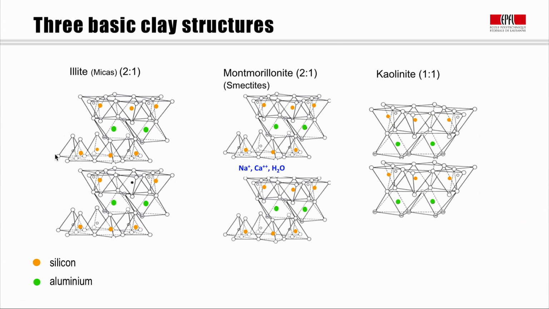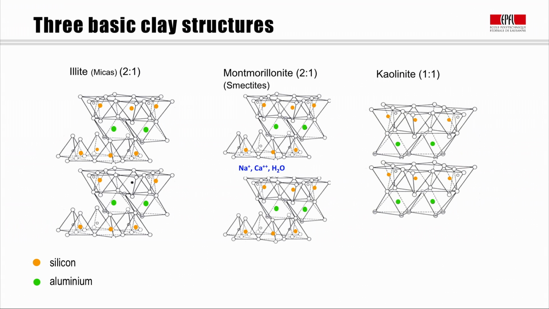So what we see in this slide here are the crystal structures of the basic clay types. All clays are layer structures. So here we see the layers, and these layers are aluminosilicate layers. So we see the orange dots represent the silicon atoms, which are found in little tetrahedra, so in a little cage of oxygens, and the green atoms represent the aluminium, which are found in octahedral cages of oxygen.